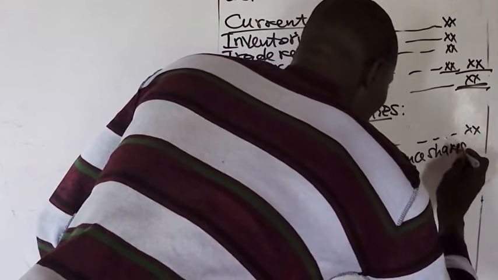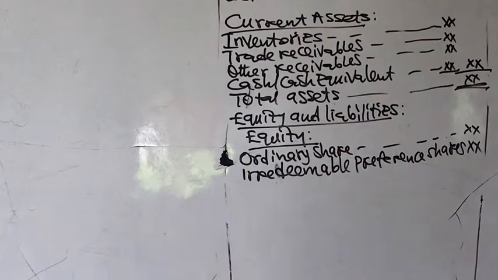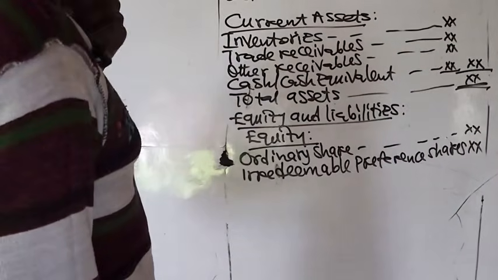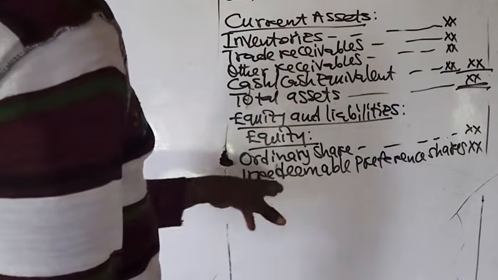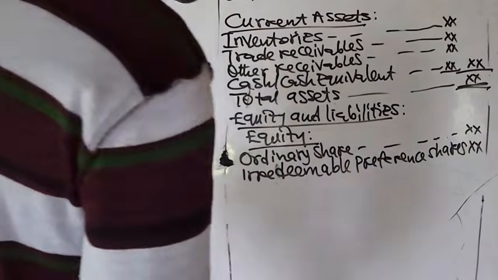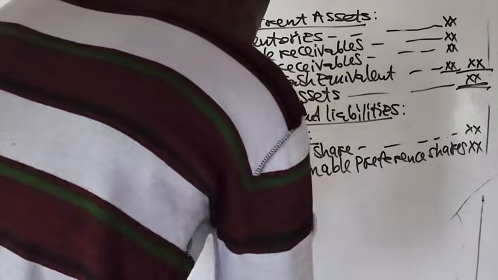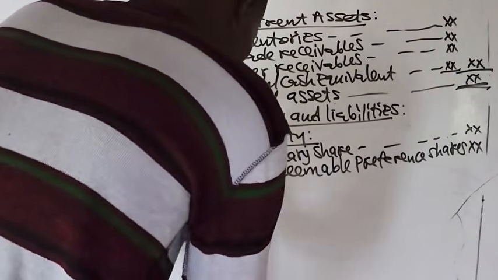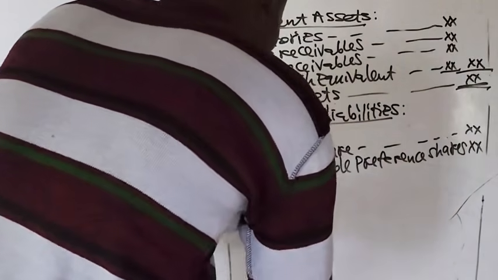Unless stated otherwise, all preference shares are irredeemable. It means if you are given preference shares in the question, if it is not cumulative, if you are not being told that it is redeemable, you know it is irredeemable. Cumulative preference shares are redeemable. So you have it as debt, not current liabilities. But irredeemable preference shares, they are part of equity.